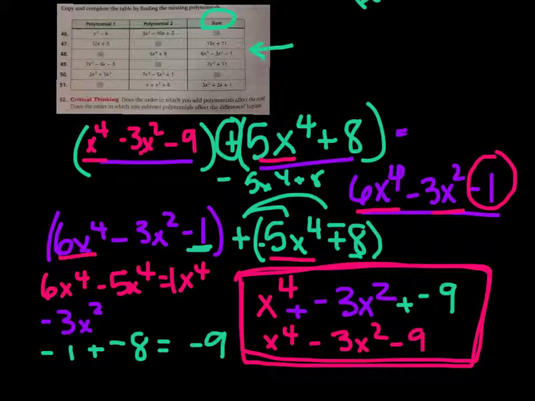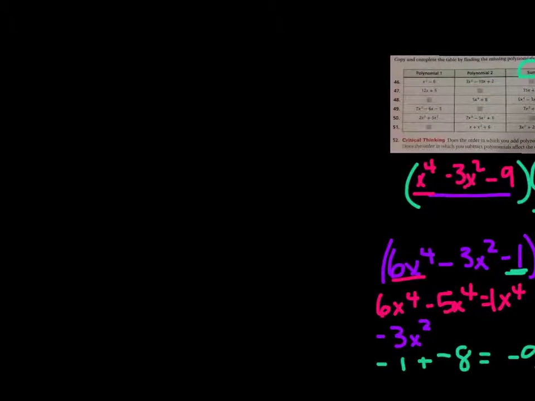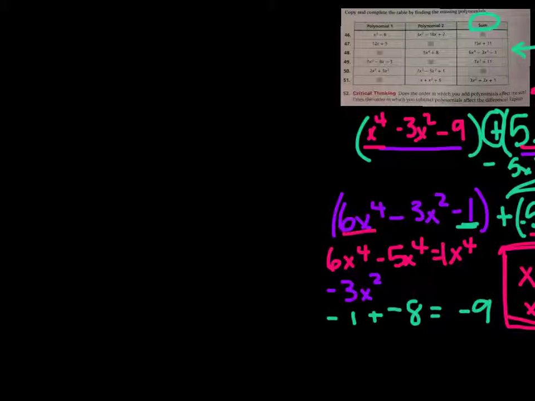52. It says here, does the order in which you add polynomials affect the sum? Does the order in which you subtract polynomials affect the difference? Explain. So let's talk about this one. I'll give us a little bit of room and let's actually look at this in a little bit of different light. So does the order in which you add polynomials affect the sum?